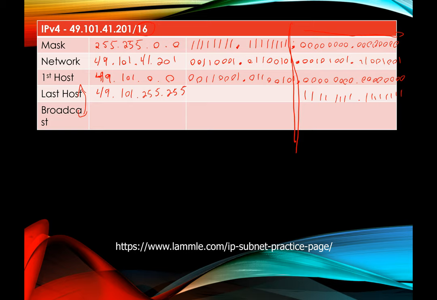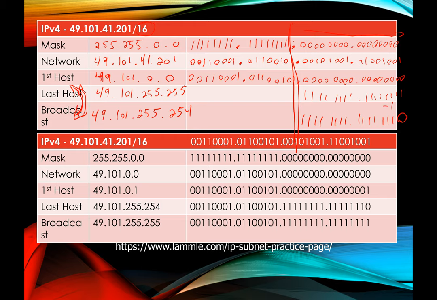Like I said, these are backwards. Shoot me, I'm still human. Your last host is going to be minus one. So your last host that you can use is going to be 49.101.255.254. So your last usable address is going to be when there's a zero at the end. Okay? All right. So you can check your answers in that way.